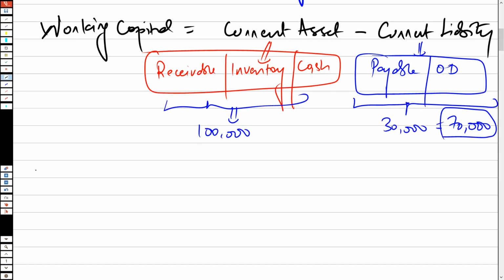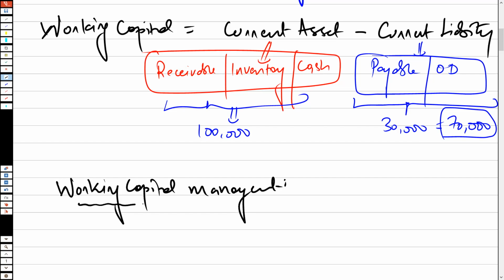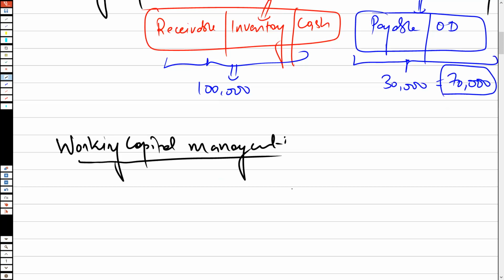Now, if I move a bit forward and talk about working capital management, let me guide you a bit. Whenever we talk about working capital management, you need to understand that there are certain objectives of working capital management, and that objective is to strike a balance between profitability and liquidity.